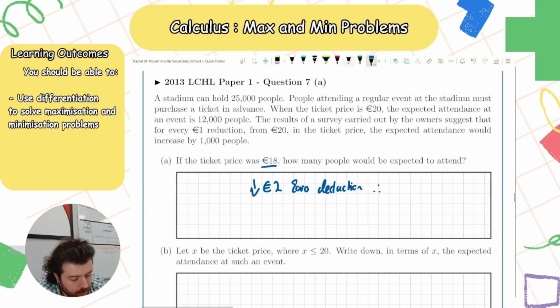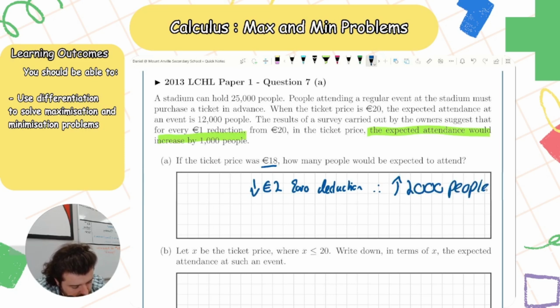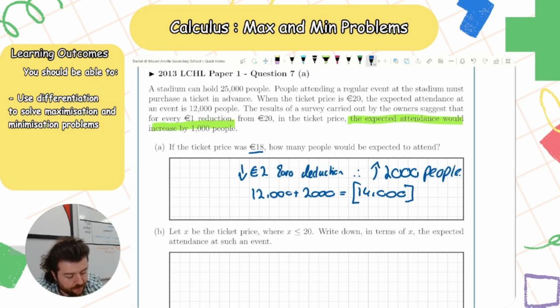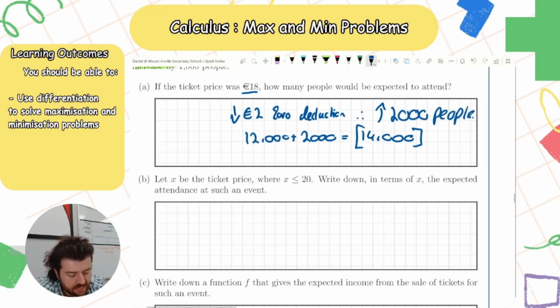Therefore, according to this model here, for every €1 reduction, it's meant to increase by 1,000. It'll be increased by 2,000 people. Therefore, 12,000 plus 2,000 is equal to 14,000. Let X be the ticket price for X less than 20. Write down a formula for the expected attendance of a game. So I'm going to say E(X), the attendance.